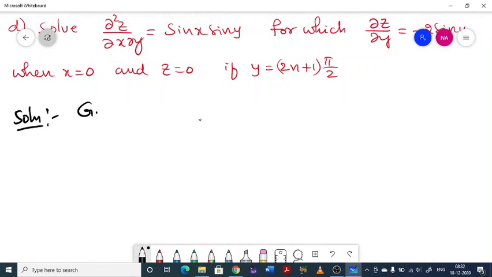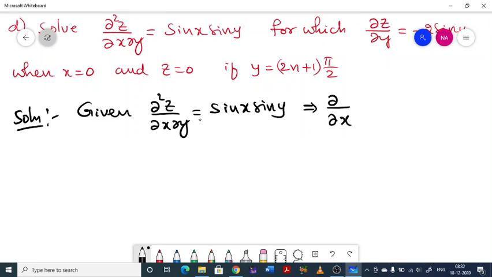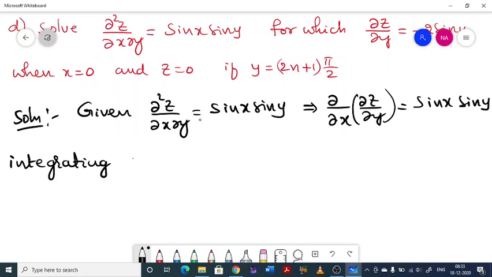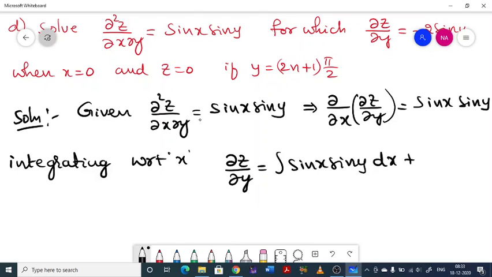Solution. Given ∂²z/∂x∂y = sin x sin y. This we can write as ∂/∂x of ∂z/∂y = sin x sin y. Okay. Now integrating with respect to x. So I'll get, ∂/∂x will be removed, I'll get ∂z/∂y equal to the integral of sin x sin y dx plus the constant f of y.